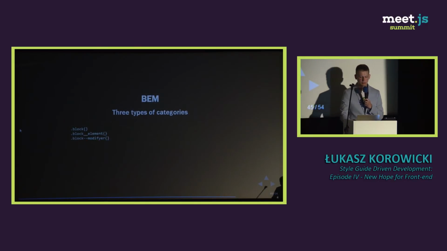And these are three types of categories for BEM. I think it's the simplest, it's easiest to learn, and it best suits most of our problems. So we just use block, element, and modifier to decide how our element should look, or block, or our whole module.